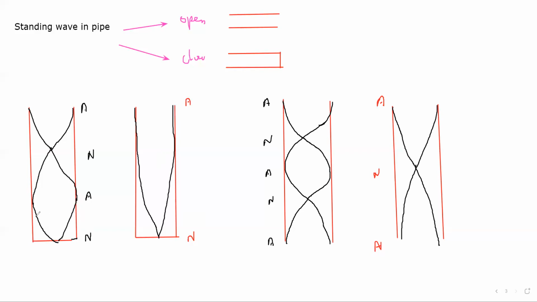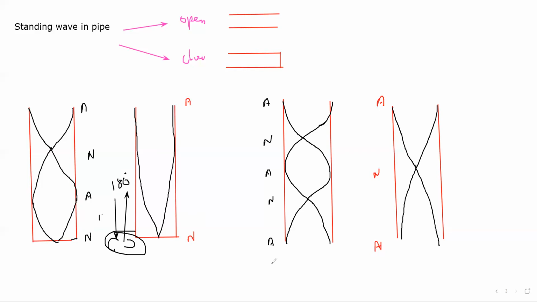Why at the closed end do you always have a node? Because when the wave reflects from the surface, it undergoes a phase change of 180 degrees. So for example, if a crest is striking the surface, the trough will bounce back, and when the crest joins with the trough, they completely cancel out each other. That is why always at the closed end you will have a node.